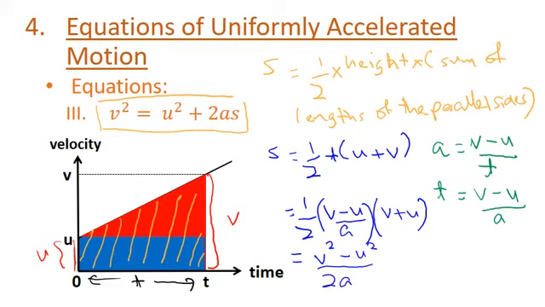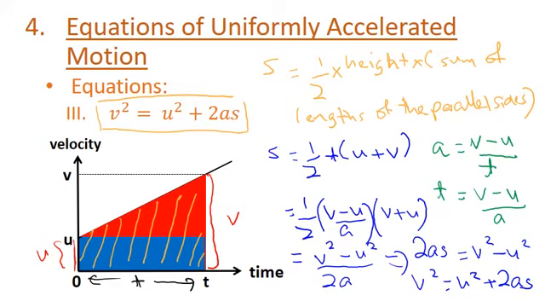And what you can do is first multiply both sides of the equation by 2a, and that will give you 2as equals v squared minus u squared. And what I need to do next is add u squared to both sides of the equation. So that will just give me v squared equals u squared plus 2as, which is the equation that I needed to derive.